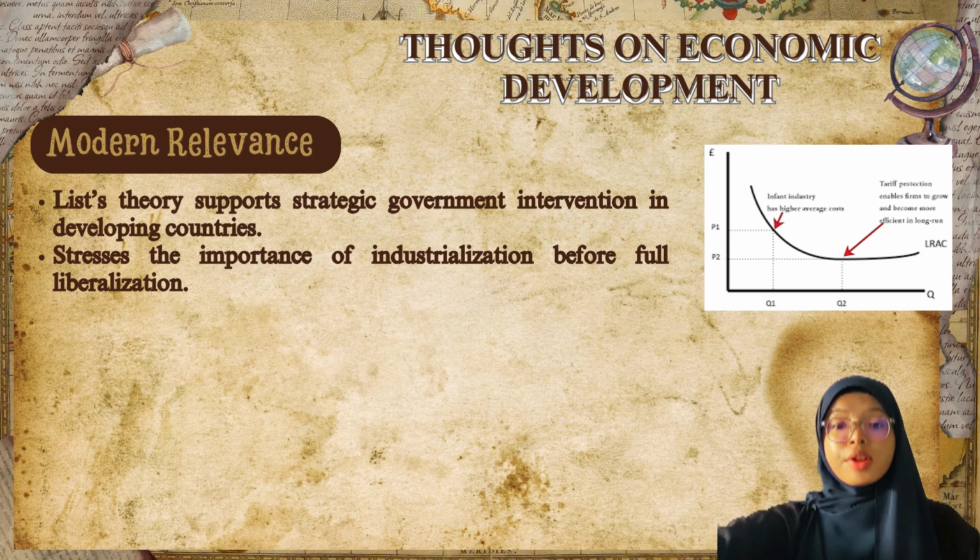Friedrich List's ideas remain highly relevant today, especially for developing countries. He believed that strategic government intervention is essential in guiding economic growth. Rather than embracing free trade too early, List emphasized the need for nations to first build up their industrial base. Only after achieving a certain level of development should a country consider full liberalization. This staged approach allows emerging economies to strengthen their industries and become globally competitive, avoiding the risk of being overwhelmed by stronger, more established economies.